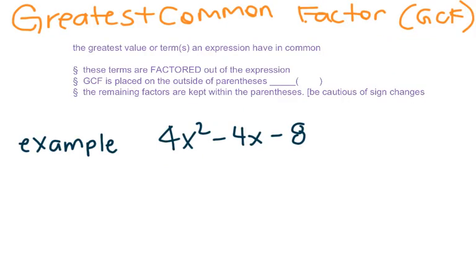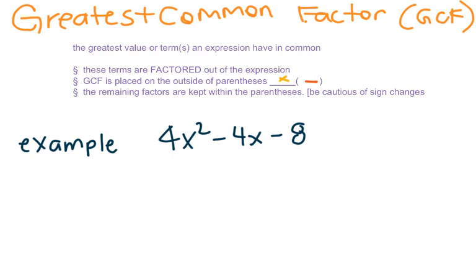All right, so in this line, I'm going to talk about greatest common factor real quick. So greatest common factor is the greatest value or terms an expression have in common. So they can have a 2 in common, they can have an x in common, they can have a 2 and an x in common. So whatever the greatest is in common, these terms are factored out of the expression. Okay. The GCF is placed on the outside of the parentheses, and the remaining factors go on the inside of the parentheses. Be cautious of your sign changes, so positives, negatives, plus signs, minus signs, watching out for those.